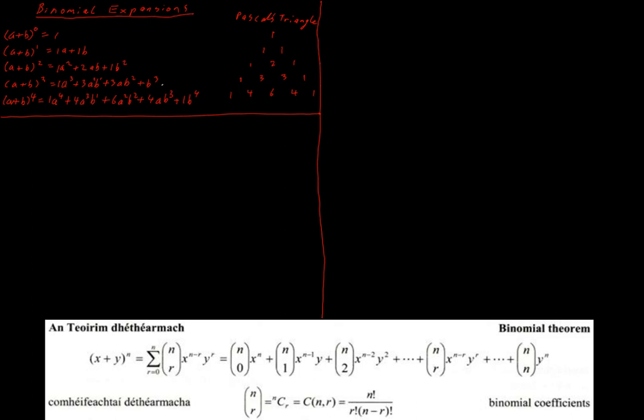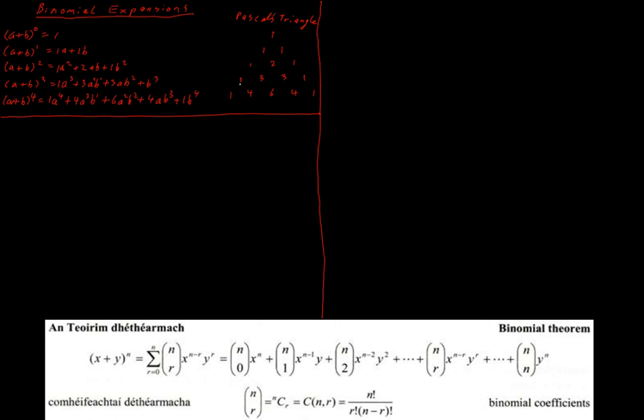For our cube term, we can see that the coefficients are 1, 3, 3, and 1. And for the power of 4, we end up with 1, 4, 6, 4, 1 for the coefficients in front of our terms. So when we do that, we see that we end up with a pattern.